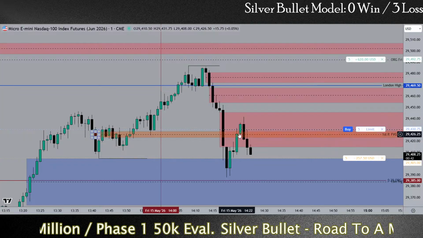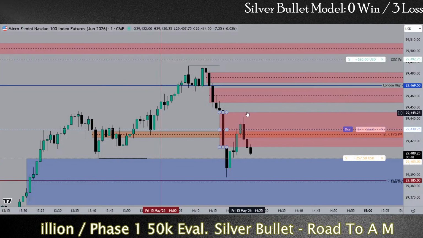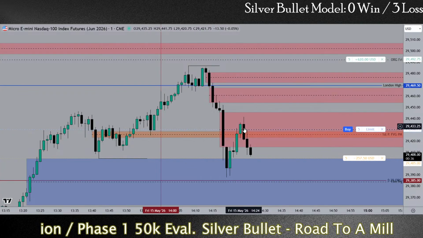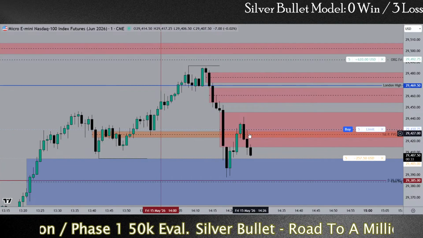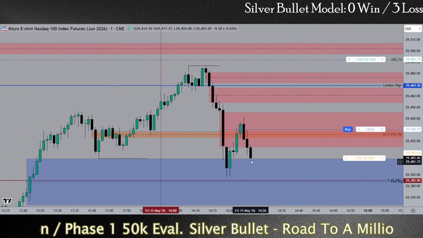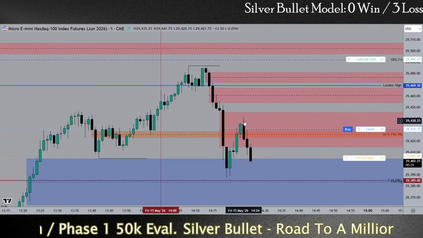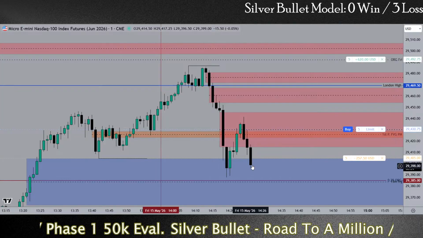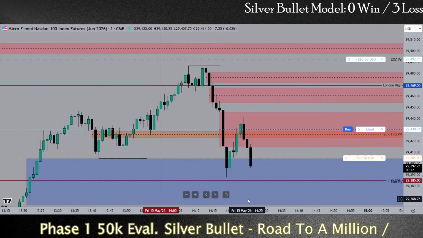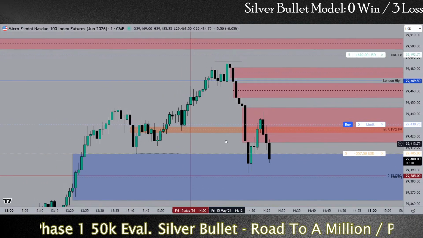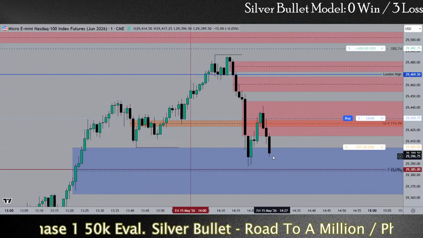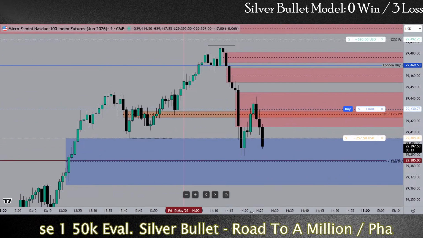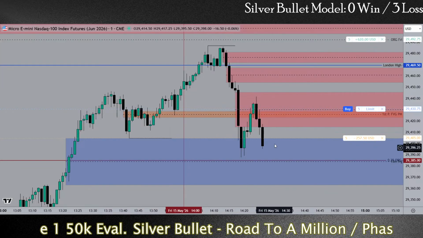And yeah, we moved into it. We didn't close it completely. We did close above the consequent encroachment, so that's already a little bit sus. But nonetheless, we are moving outside of it. So if it respects the lower half again now, it could still be proposing lower prices. That's why I'm still waiting for it to show me more intel. And yep.